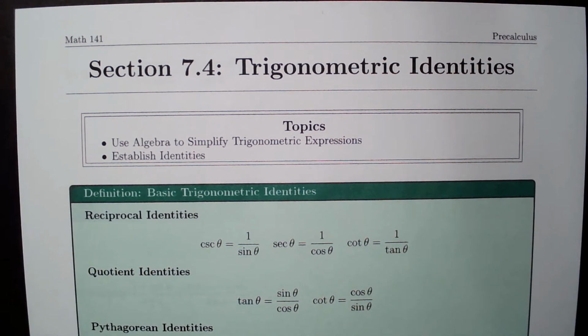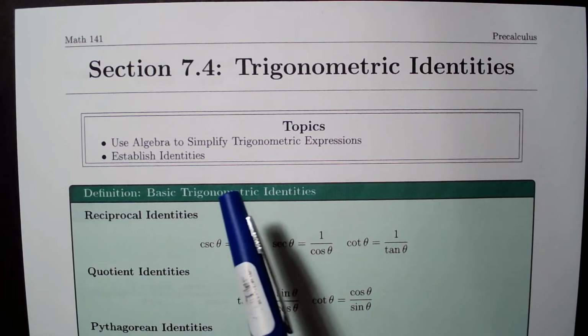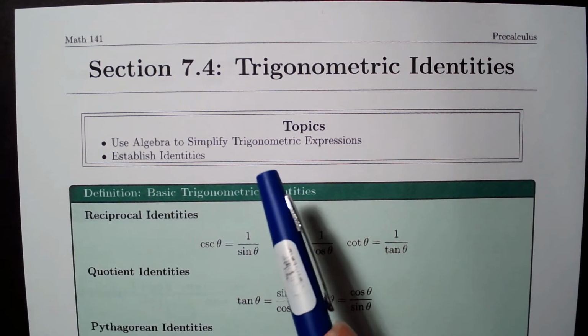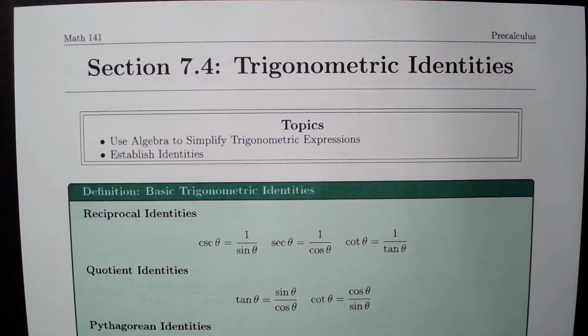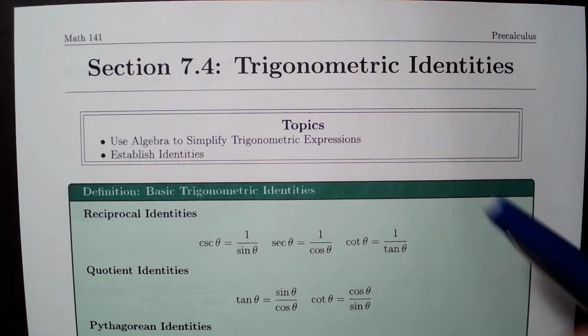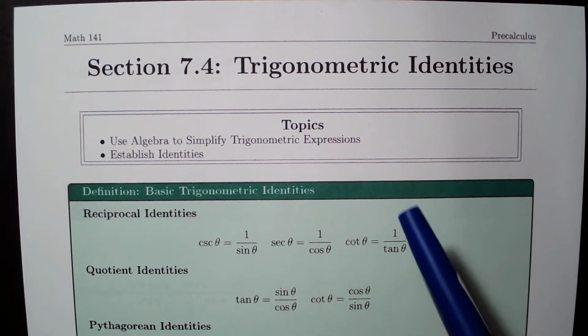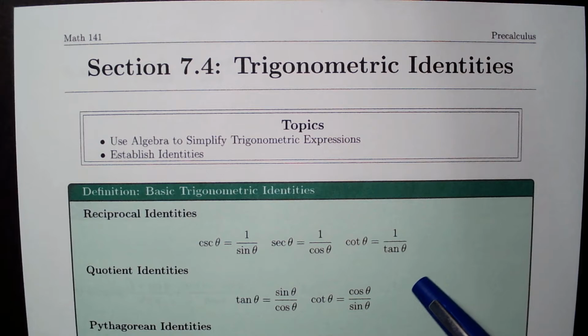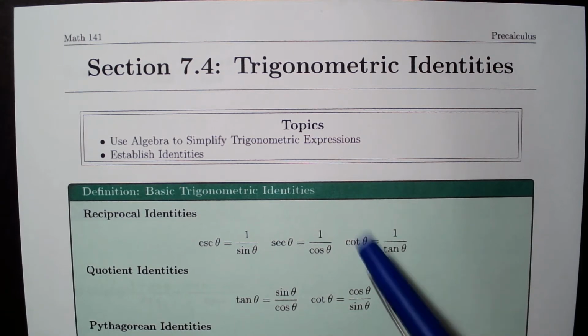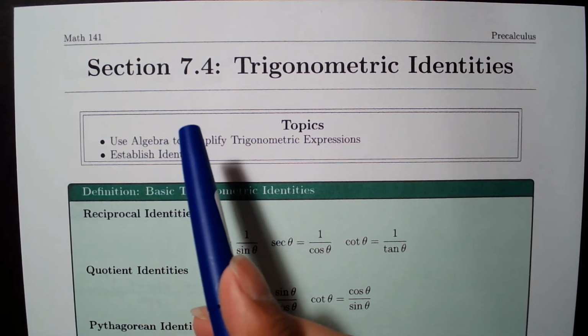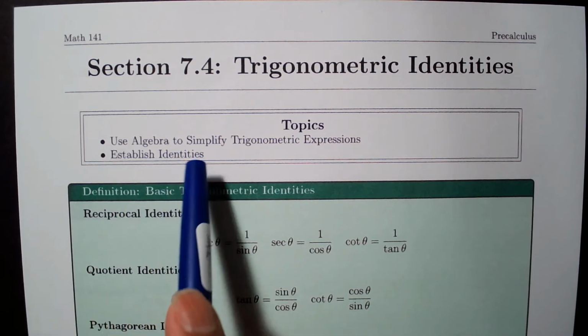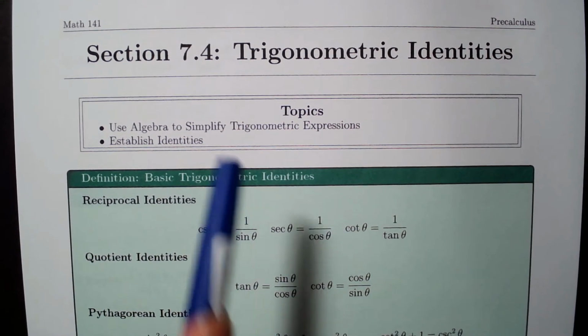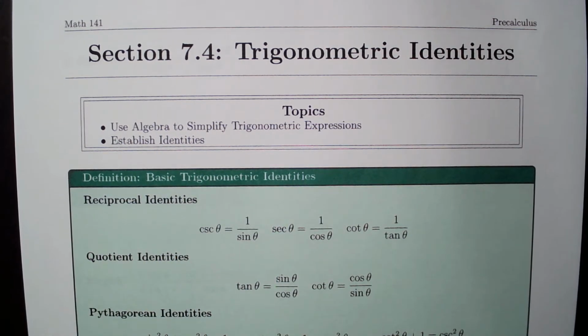Alright, so in this video we go over section 7.4, trigonometric identities. In this section we're going to put together algebra with the trigonometric identities in order to simplify certain expressions that are a little bit complicated into simple ones, by manipulating them using the trigonometric identities that we have learned throughout these couple of chapters in trigonometry. And then we are going to establish identities using, of course, the same techniques.